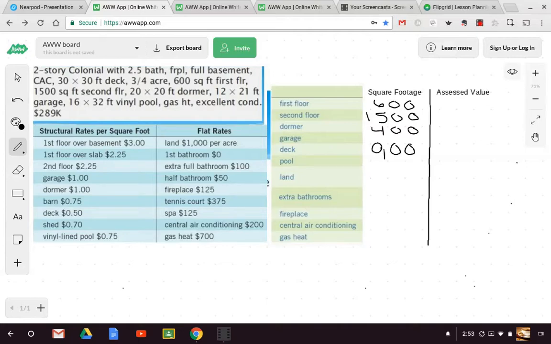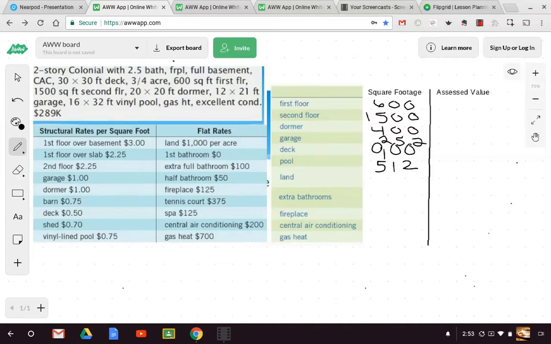And let's see, the deck, we already did. The garage is going to be 12 by 21 feet. 12 times 21 is 252. Squeeze that in there. And then the last one is the pool. The pool is a 16 by 32 vinyl pool. So 16 times 32 is 512. And now each of those give us our square footage for each of those spaces.